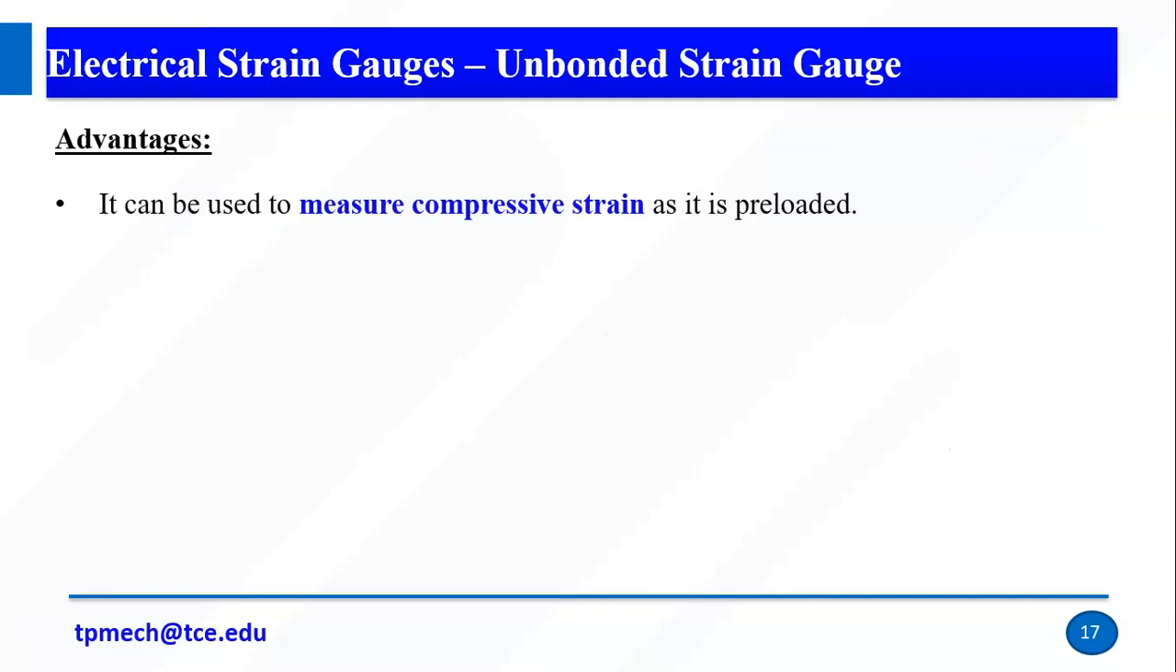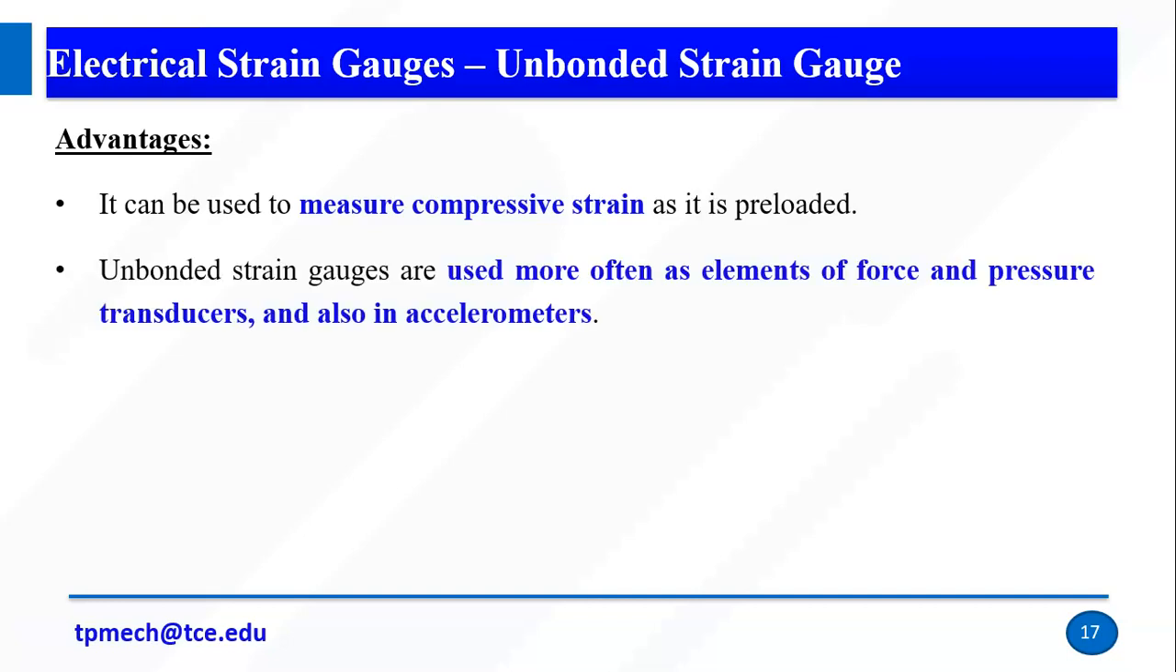Again, the advantages are it can be used to measure compressive strain. Generally it is used for compressive strain. Unbonded strain gauges are used more often as elements of force and pressure transducers and also in accelerometers. Generally it is often used for other measurements like pressure, force, transducers or accelerometers.